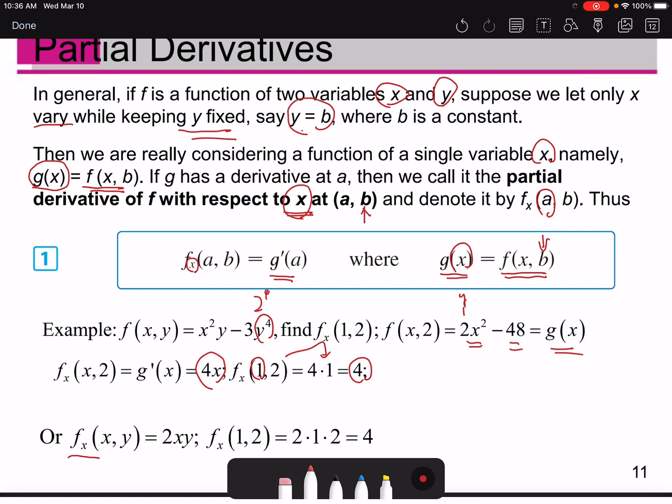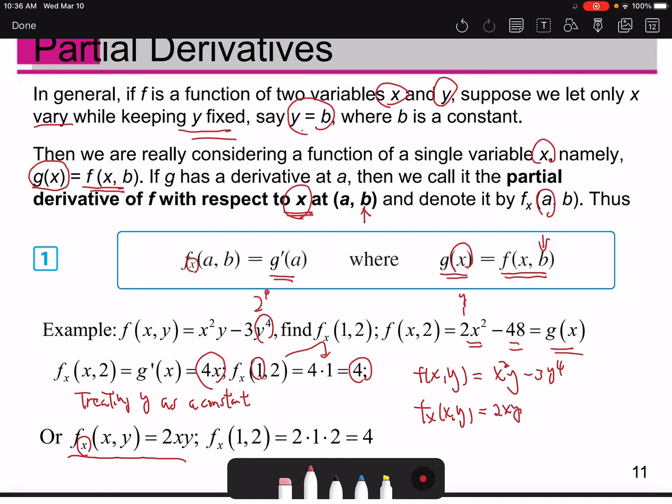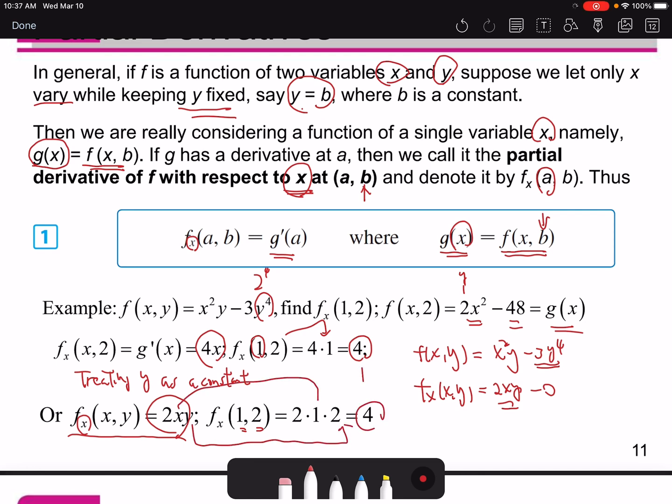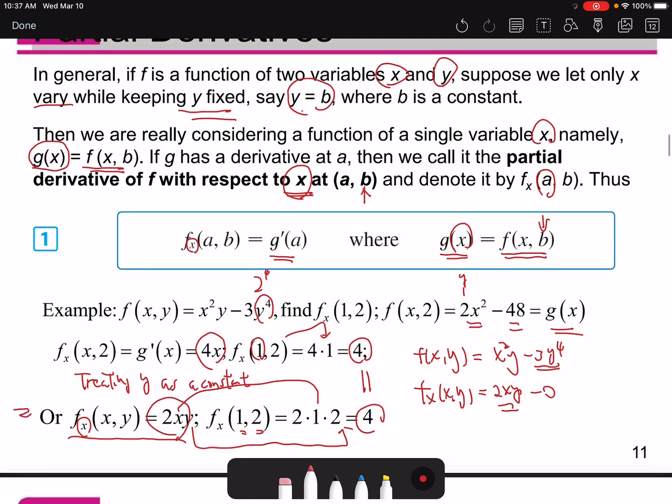We take the derivative of f of x, y with respect to x, treating y as a constant. So the function is x squared y minus 3y to the fourth. If we take the derivative with respect to x, the derivative of x squared y is 2xy, because we're treating y as a constant. Therefore the derivative of a constant equals 0, so it's gone. So now your answer is 2xy. All right, now we want to evaluate this at the point (1, 2). So we replace x by 1, y by 2, and the answer is still 4. These two are equal, so I recommend the second way. It's a better way to do it.